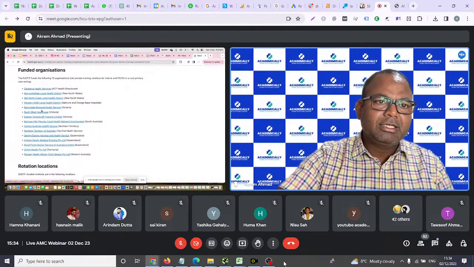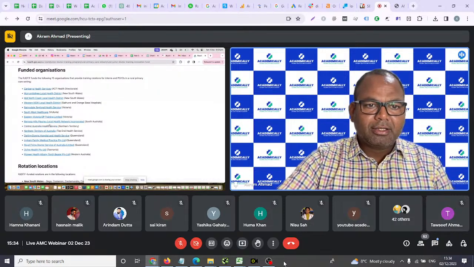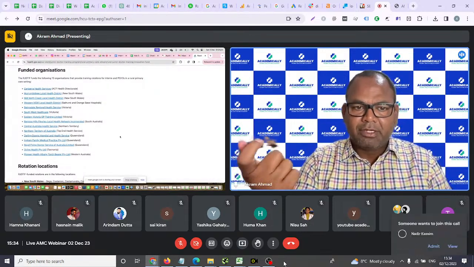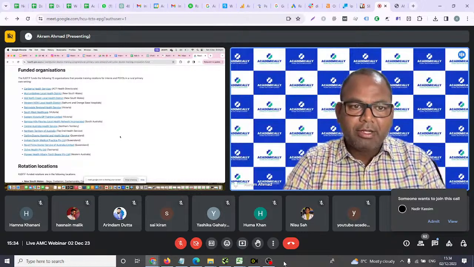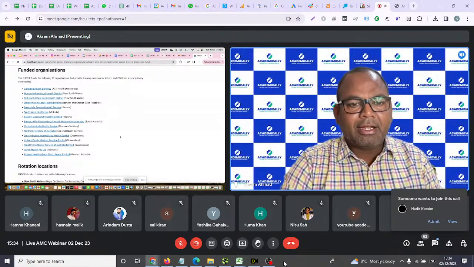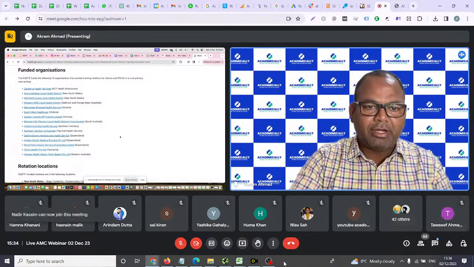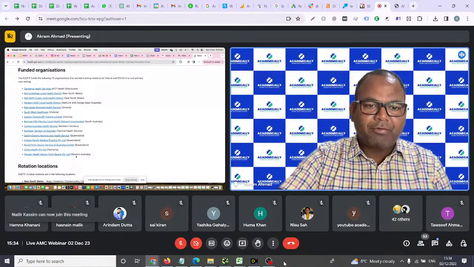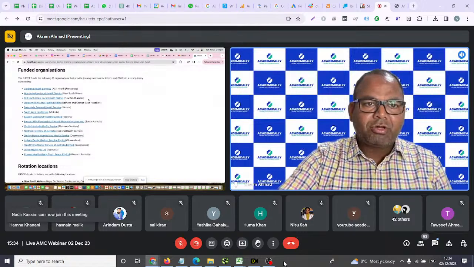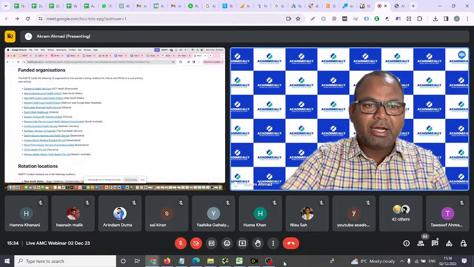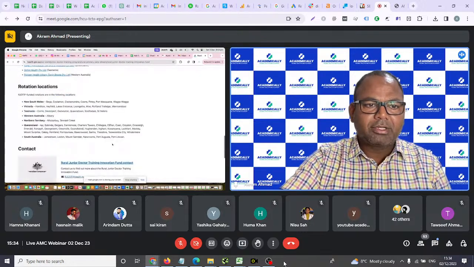You can see these are the government agencies that are hiring. Each state has its own hiring body. For example, in the UK, the NHS hires, right? But here, each state has its own body and they will hire you. Queensland, Western Australia, New South Wales, ACT, and Victoria are all hiring here. So there are a lot of jobs you can apply for.